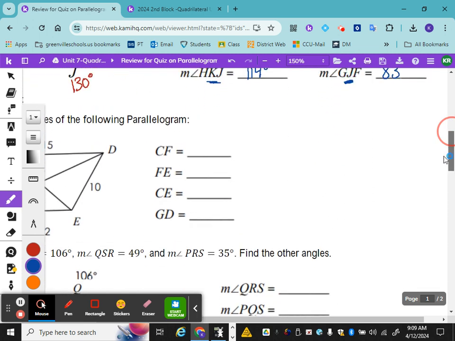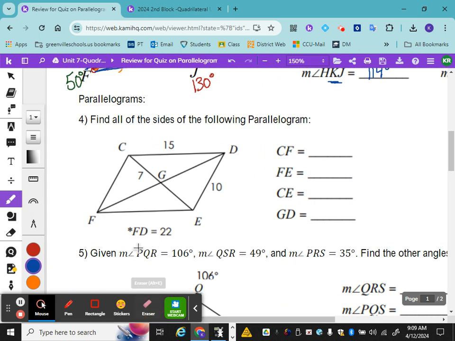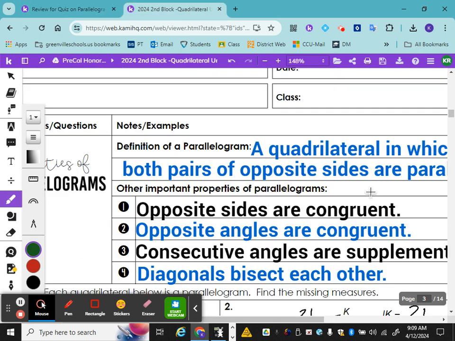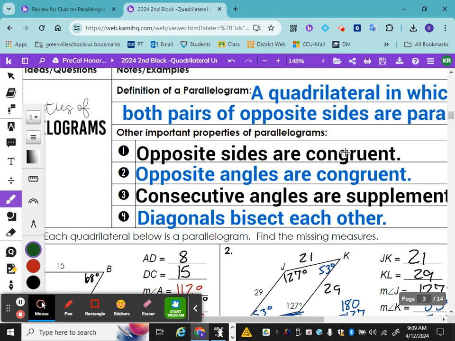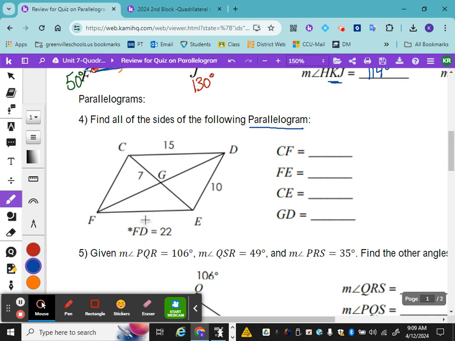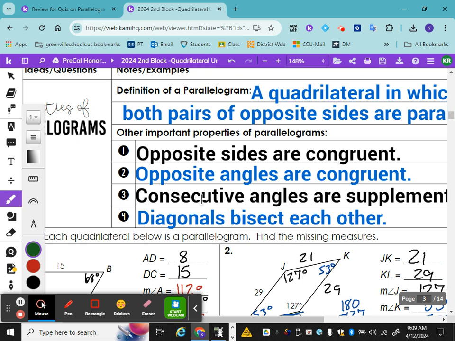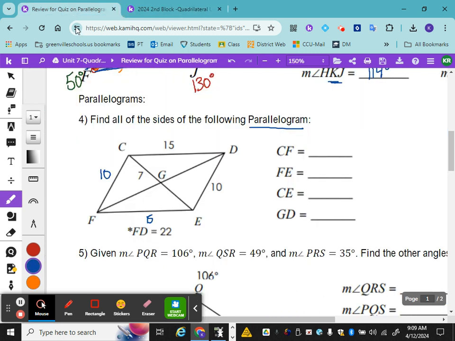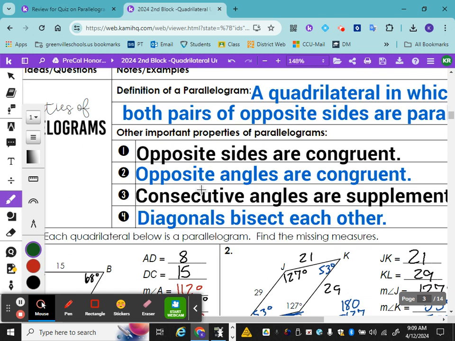All right, let's do some where we actually have some work to do. All right, opposite sides in a parallelogram. If you're doing a parallelogram, come read these four rules again. Opposite sides are congruent. So if this is 15, this is 15. If this is 10, this is 10. All right? Opposite angles are congruent. No angles, just sides.